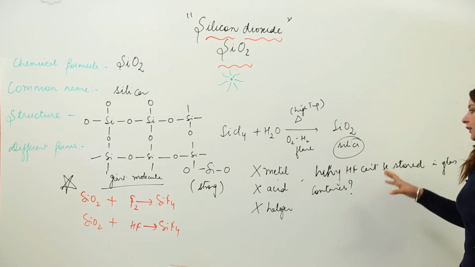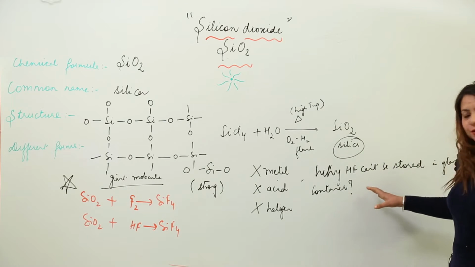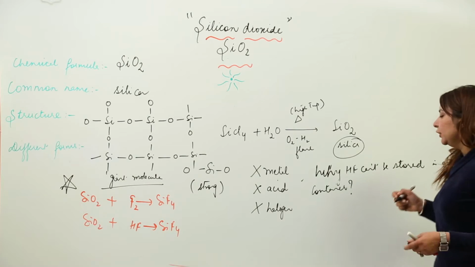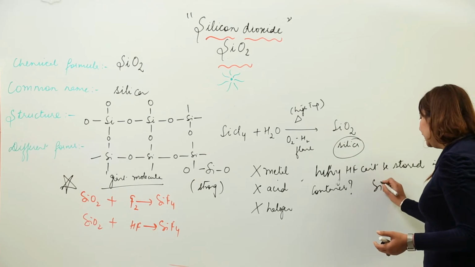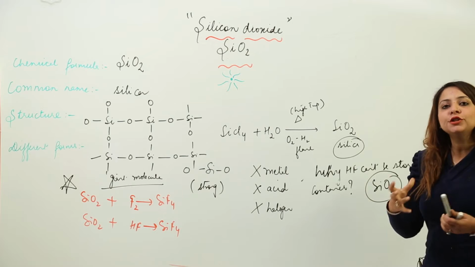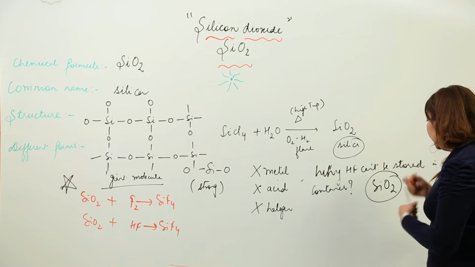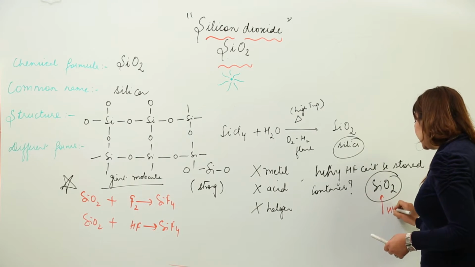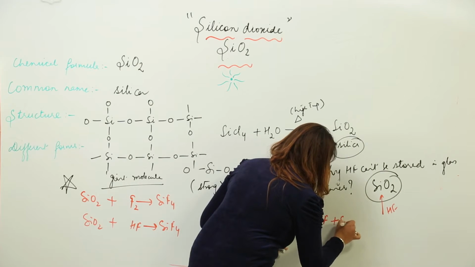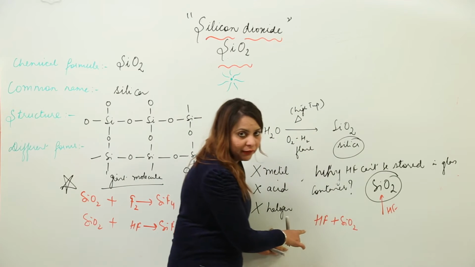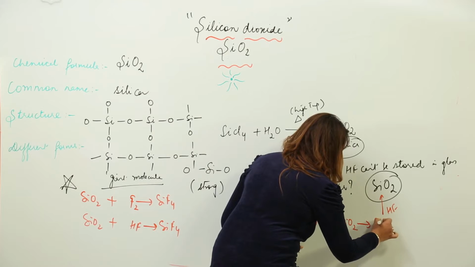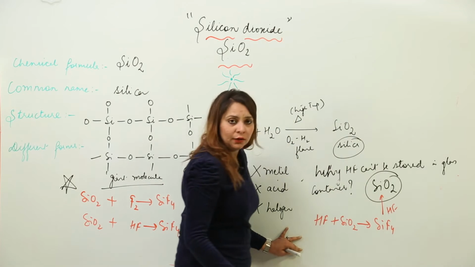So now, as you know, an important question is why HF can't be stored in a glass container. Actually, we know that glass contains silicon dioxide, so it is one of the constituents of the glass. When you store HF in SiO2, we have a glass constituent SiO2 and we are storing the chemical HF. When we store them, they combine with each other, giving rise to a silicon fluoride.